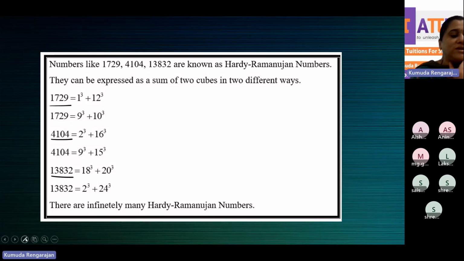Among 4 numbers, you will be given one of these, and the question may be to identify the Hardy-Ramanujan number. If you have these numbers in your mind, you will immediately identify it. You don't have to work anything out. Simply look at the number and select it. 1729, 4104, 13832.